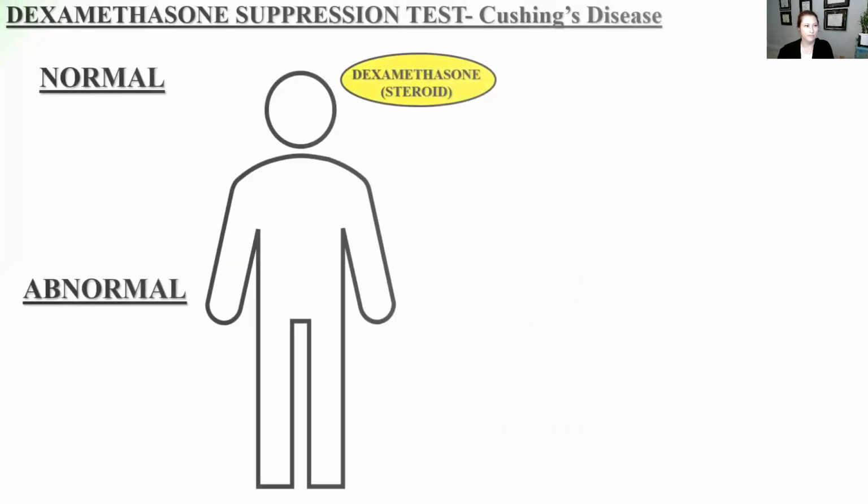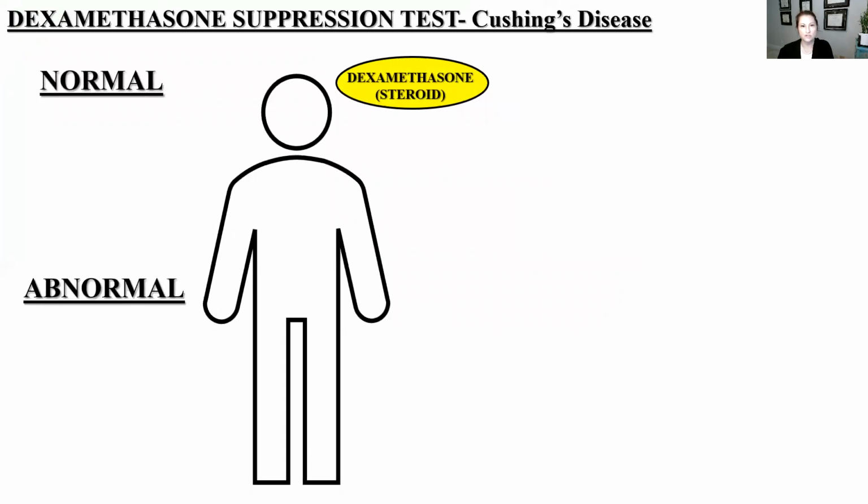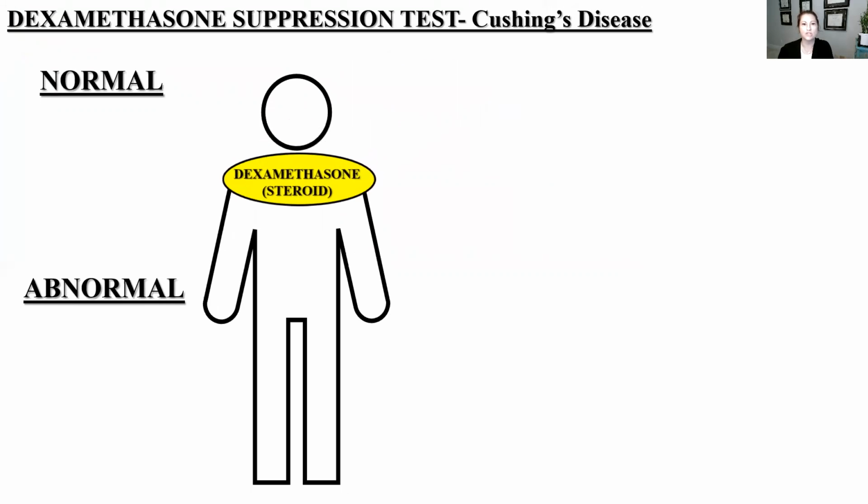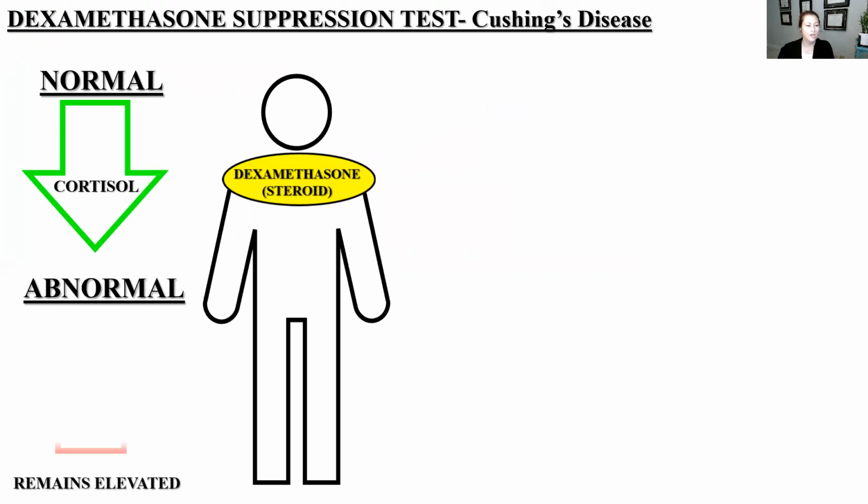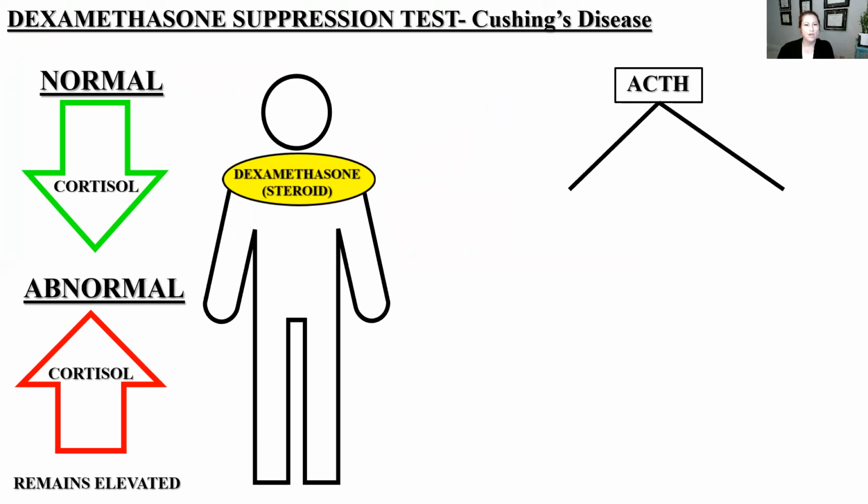Let's look at that test that I mentioned. Let's go back to the dexamethasone suppression test. We're going to give the patient an exogenous steroid. The normal result should be that the cortisol turns down because we're giving them an external steroid. In Cushing's disease, the cortisol will remain elevated. Remember, that's diagnostic for this: elevated cortisol. Then we're going to look at the ACTH levels, and that's going to be our lab finding for that.